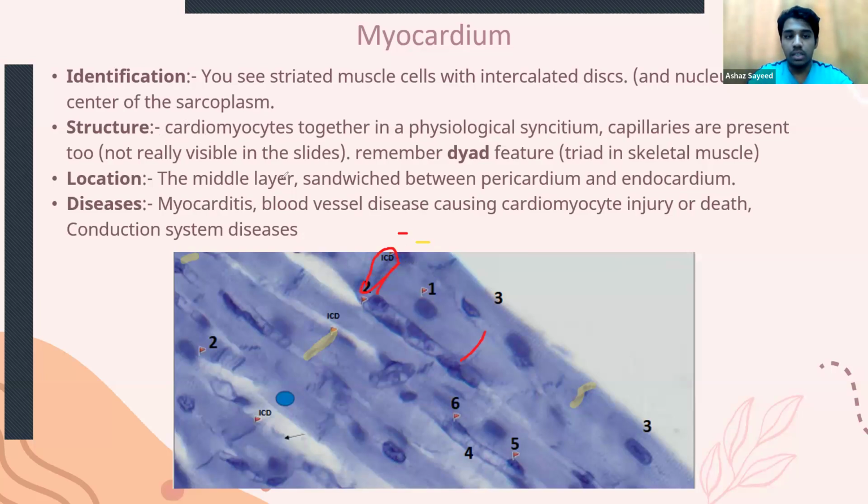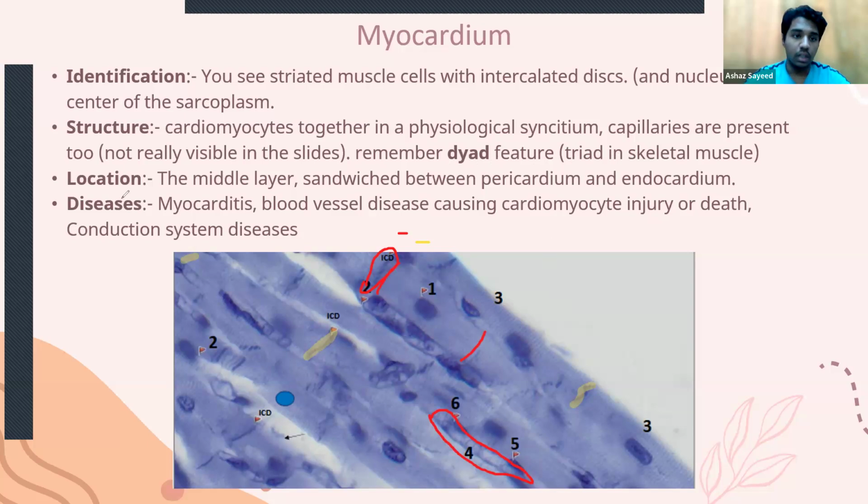Capillaries are present, but they're not really visible in the slides. I think there's one, this thing right here. That's a capillary. And remember the dyad feature. It's not really important, but remember: in skeletal muscle cells you have a triad, while here you'll have a dyad. The details about this, you probably took in physiology. Just remember that there's this difference between the cardiac muscle and the skeletal muscle.